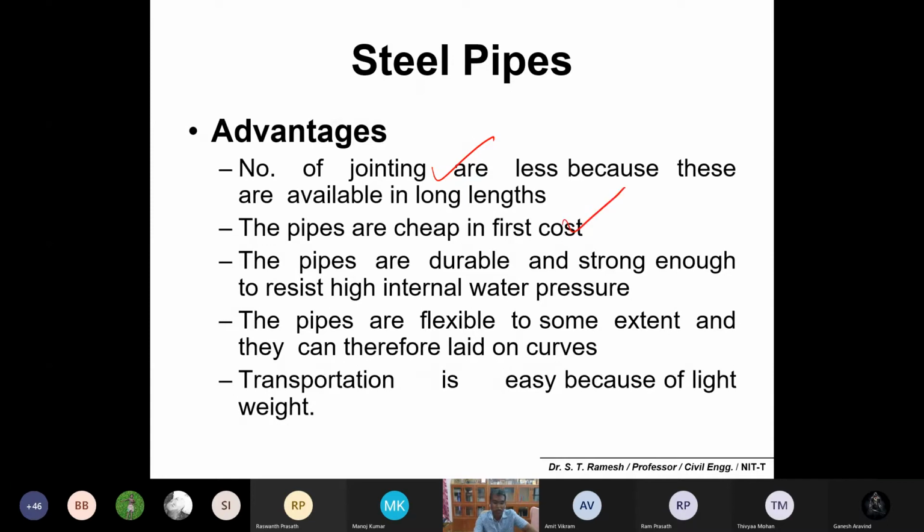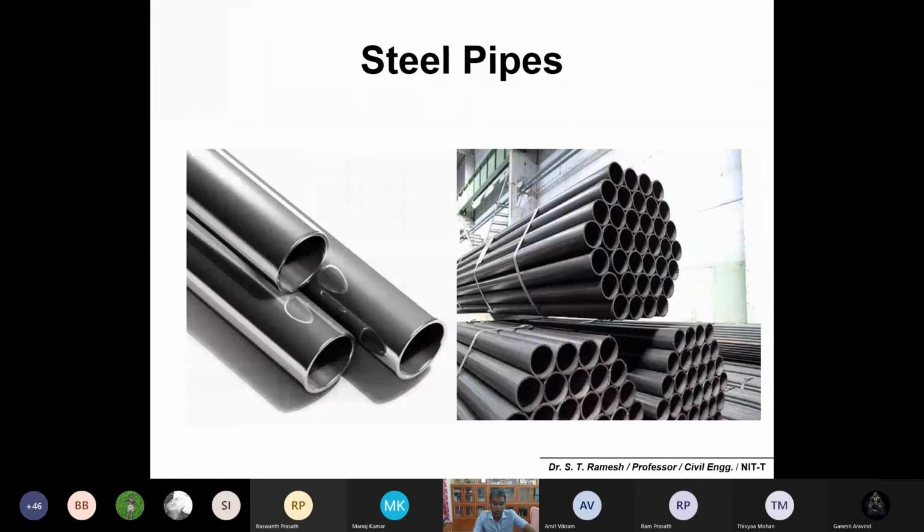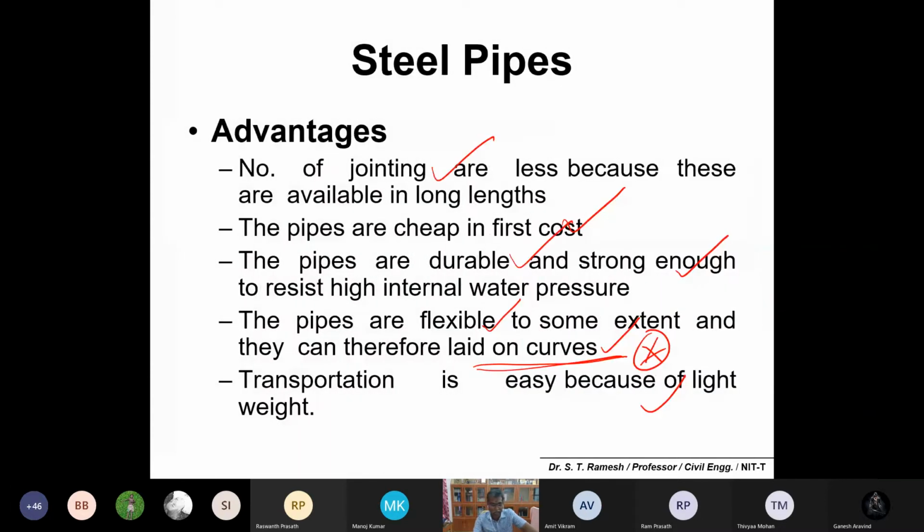The pipes are cheap in first cost, durable, strong enough, and flexible to some extent. This can also be laid on curves. It's very simple. Transportation is very easy because of the light weight. You could also see the thickness of the pipe is very minimum. It is easy to bend and easy to transport because of its lighter weight.